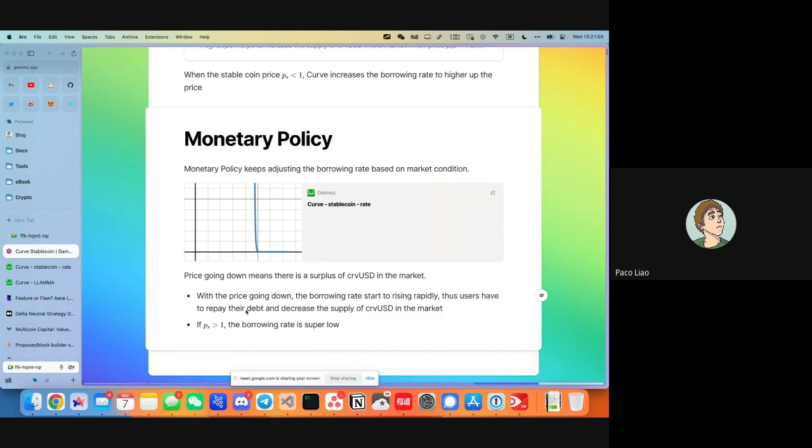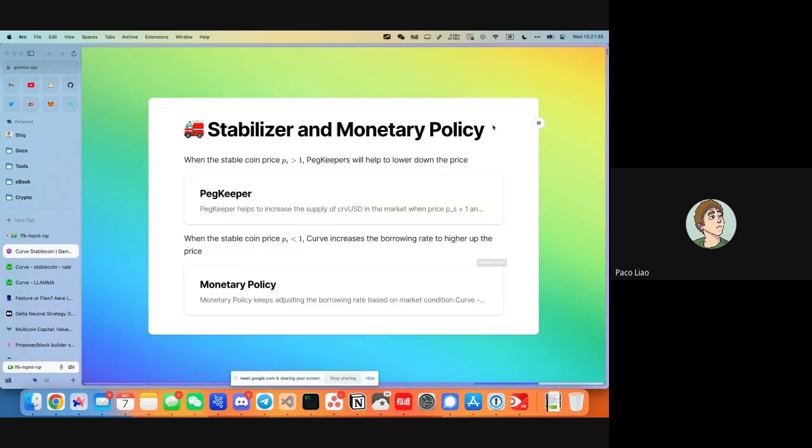That users will have to repay their debt because the rate is too high. And it will help to decrease the supply of the Curve USD in the market, and further helps to raise up the Curve USD price in the market. And as I said, if the Curve USD price is greater than 1, the borrowing rate is super low. And this is the monetary policy. It's quite simple, I think.